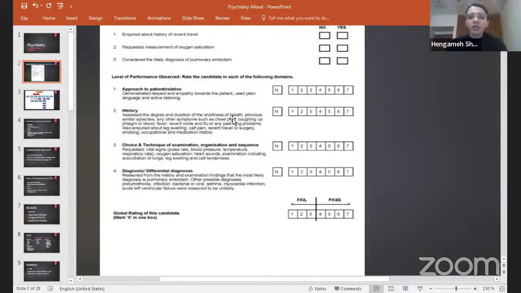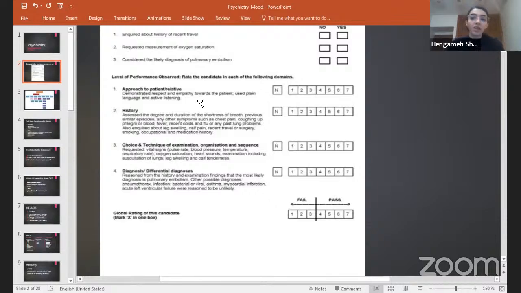So there are little points about each domain that I'll just quickly mention. We can see here, approach to the patient, it says demonstrated respect and empathy towards the patient, used plain language and active listening. So many people think that they'll get a good approach mark when they empathize. They keep saying, I'm sorry to hear. That is only part of our approach. It does not mean that if we just keep saying we're sorry to hear, we're going to get a good approach. Also, speaking in layman's words is part of our approach.